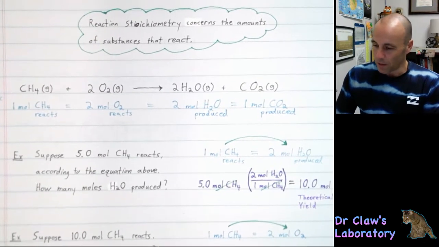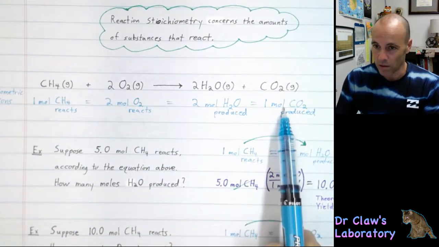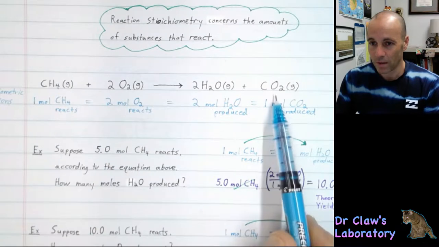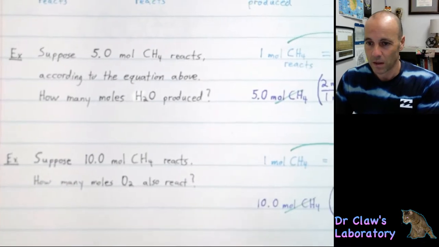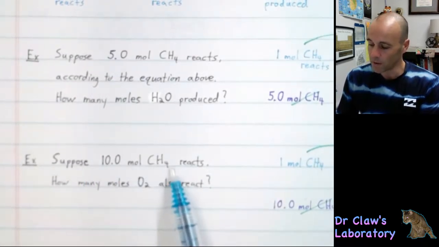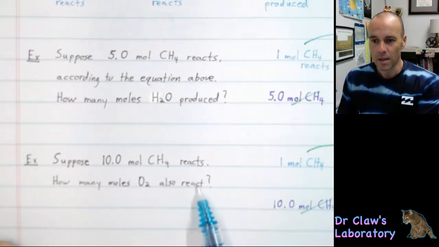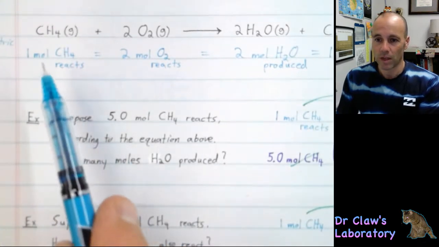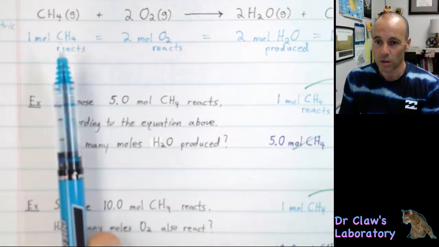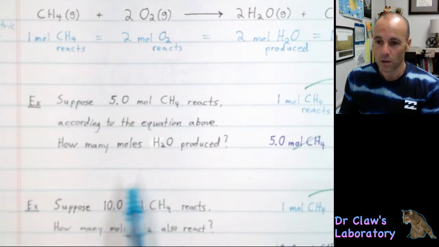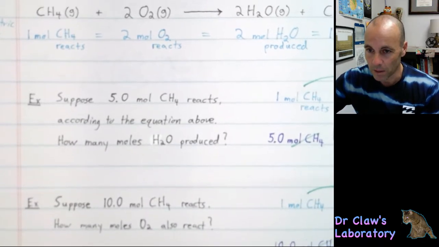And we can do other calculations because, after all, there are lots of stoichiometric relations in this chemical equation. We have 4 chemicals involved. So let's take a look at another example. Suppose 10 moles of methane react. How many moles of oxygen also react? This time, we're interested in the relation between methane and oxygen. And again, the ratio is 1:2. So if you're reacting 10 moles of methane, let me clear this up a little bit.